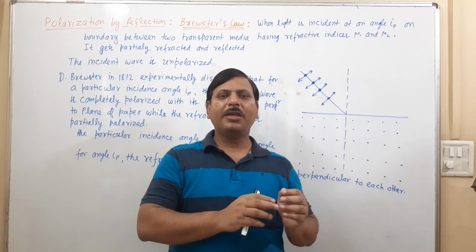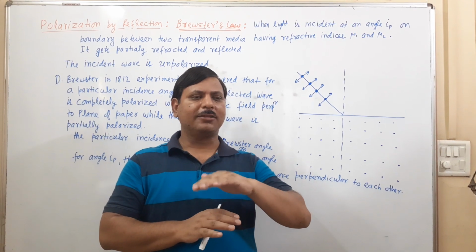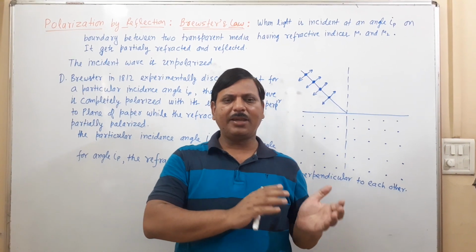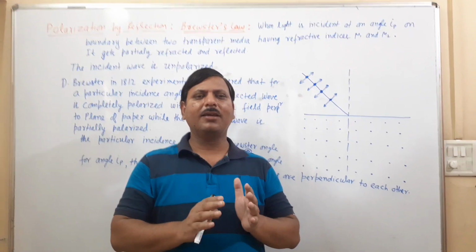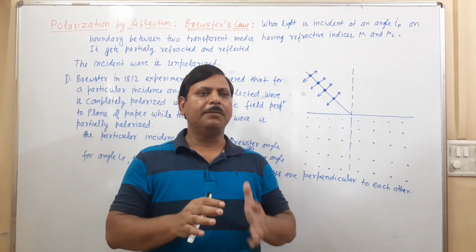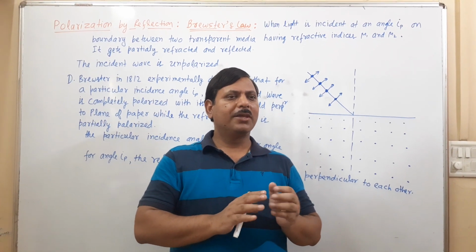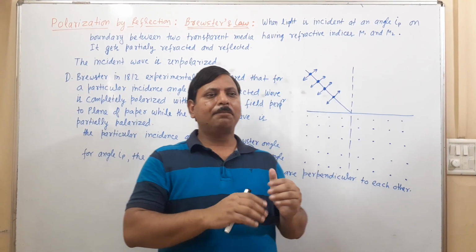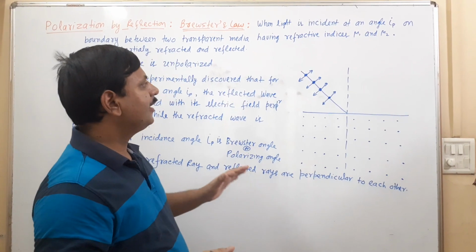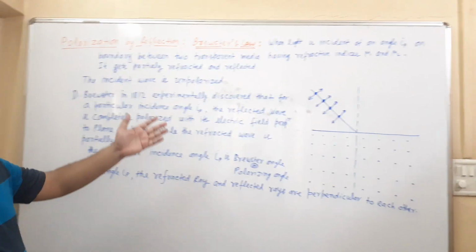At different incident angles, when light falls upon a transparent medium, at a particular angle of incidence they saw that the reflected wave is completely plane polarized, while the refracted rays are not completely polarized, only partially. So Brewster made some laws. See here, polarization by reflection: Brewster's law.